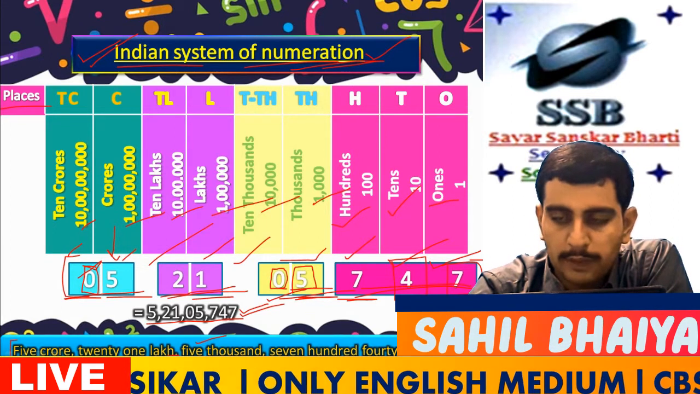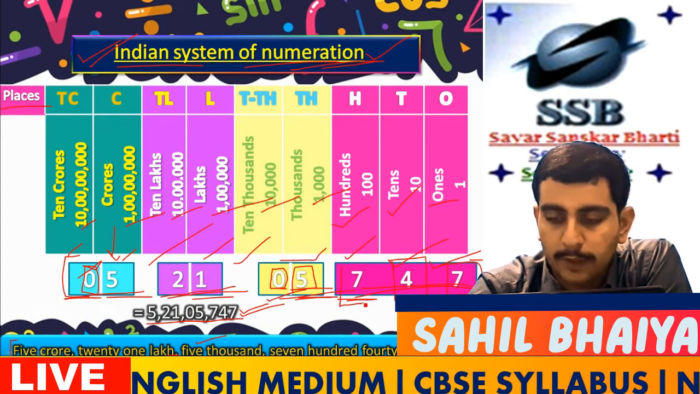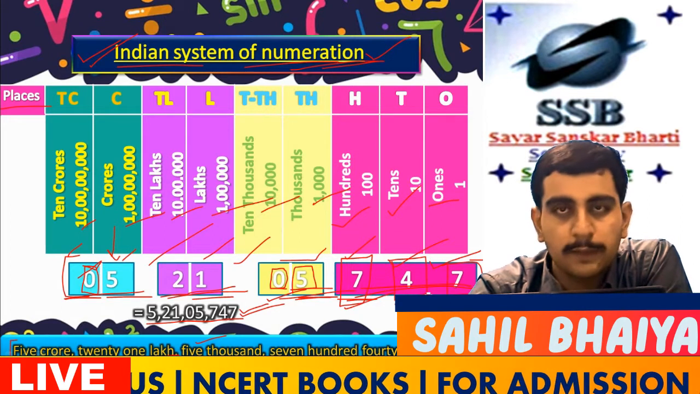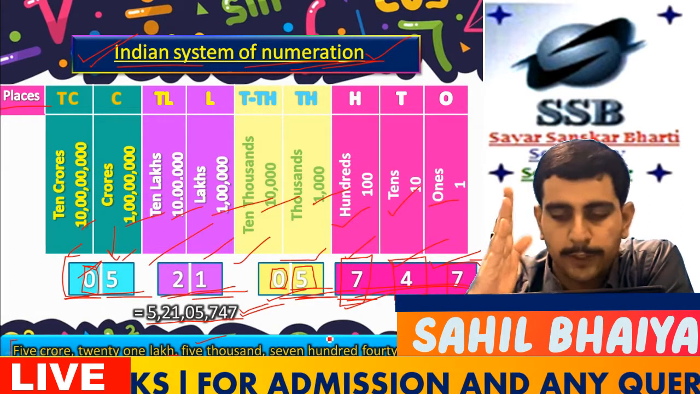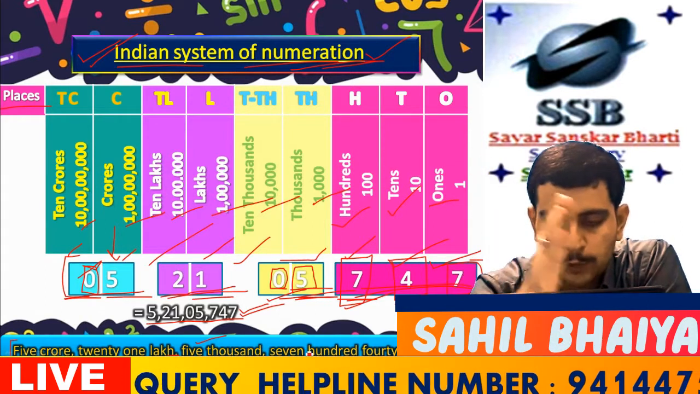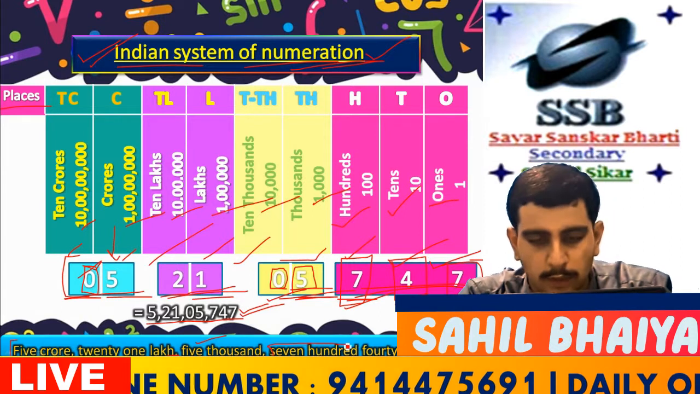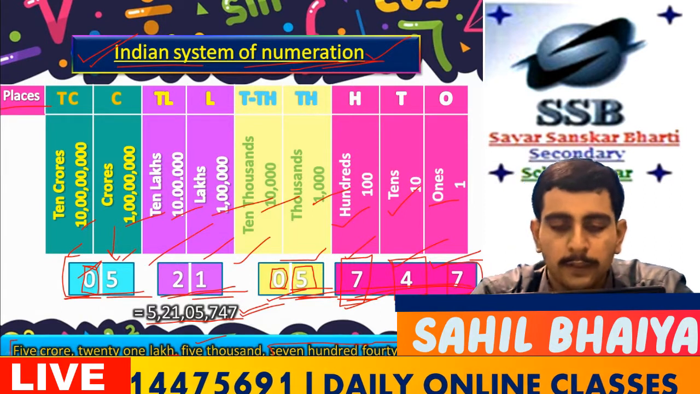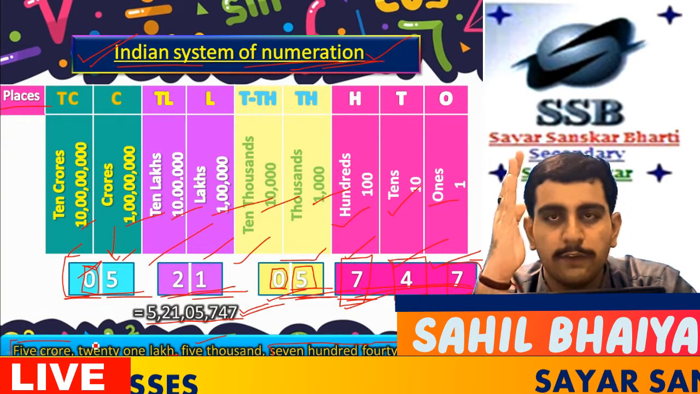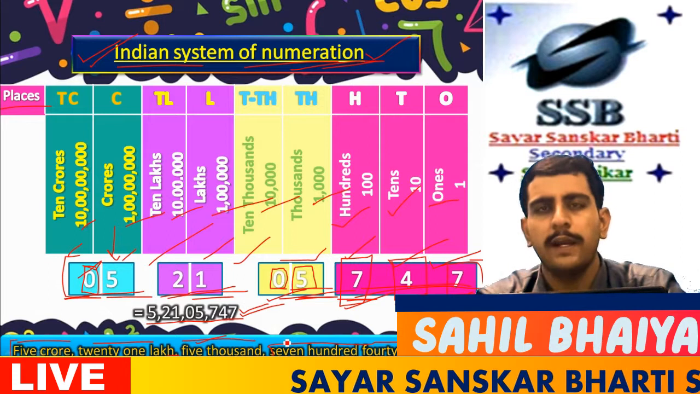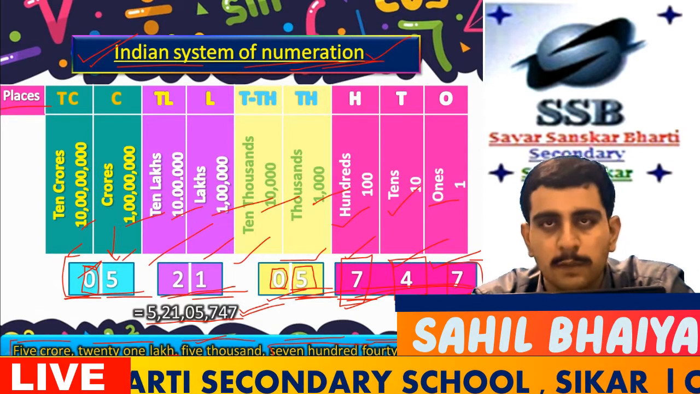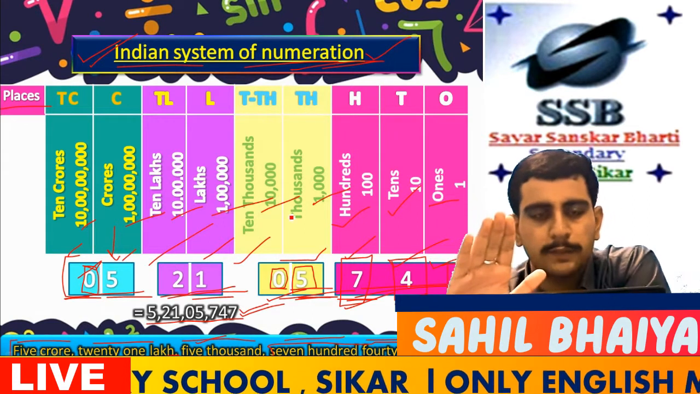Then you can see 7 at the place of hundred, 4 at tens, and 7 at ones. Together they become 747. So when we pronounce it all together, we get 5 crore 21 lakh 5 thousand 747. You all know how to write numbers in the form of words. This is the first form in the Indian system of numeration. I think you all get it.